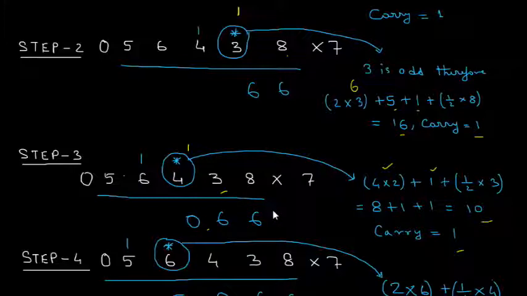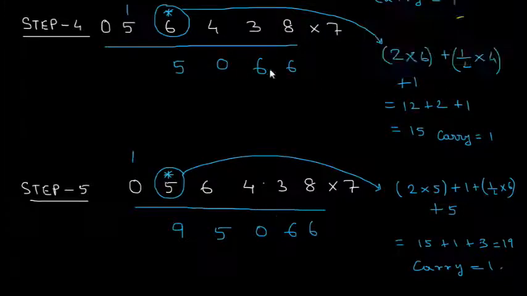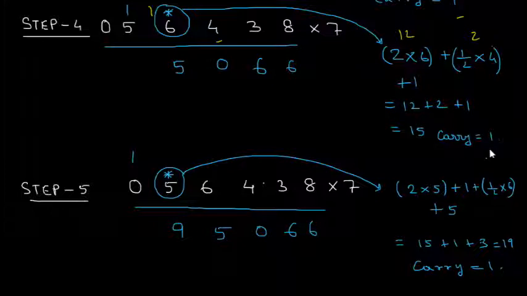The next part. Next number is 6. So we'll double 6, that is 12, plus half of its right hand neighbor. Right hand neighbor is 4. So half of 4 is 2, and 1 is the carry. So it will give 15. We'll put carry 1 and 5 here.